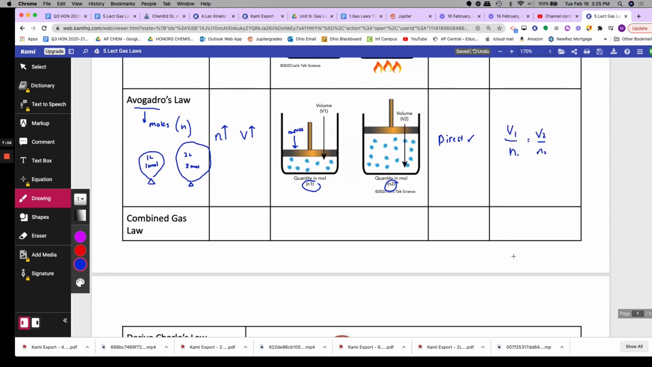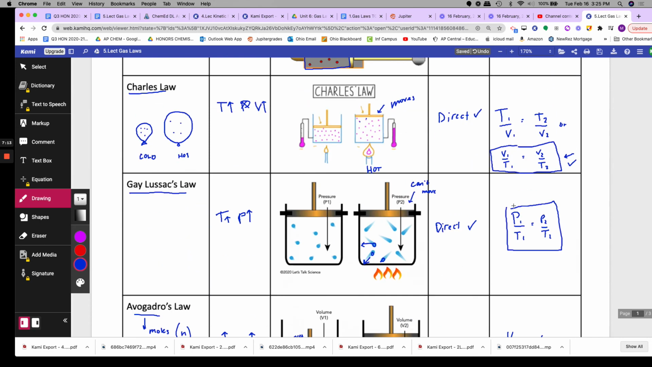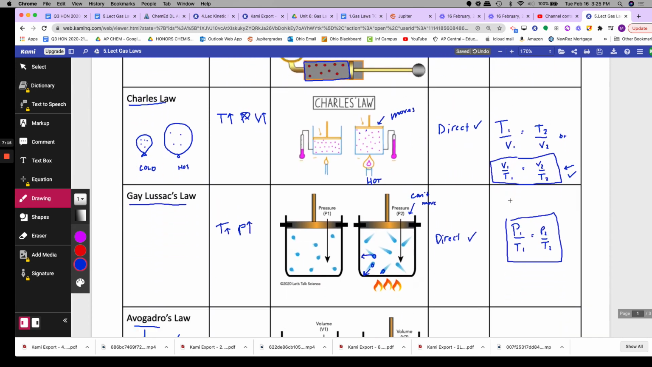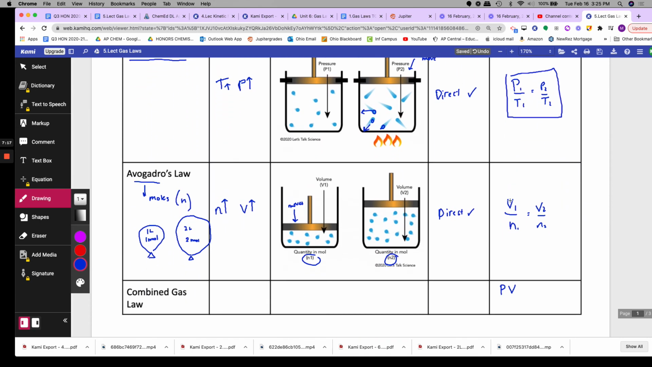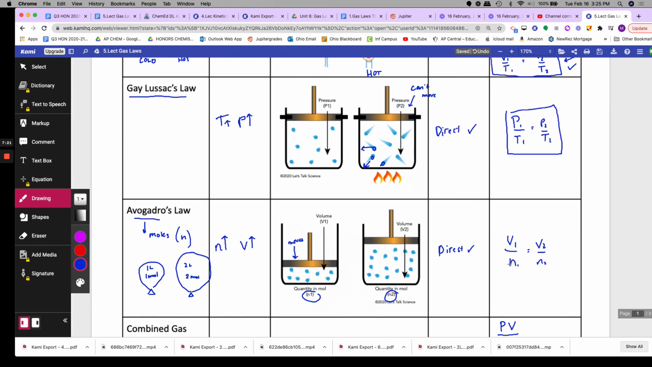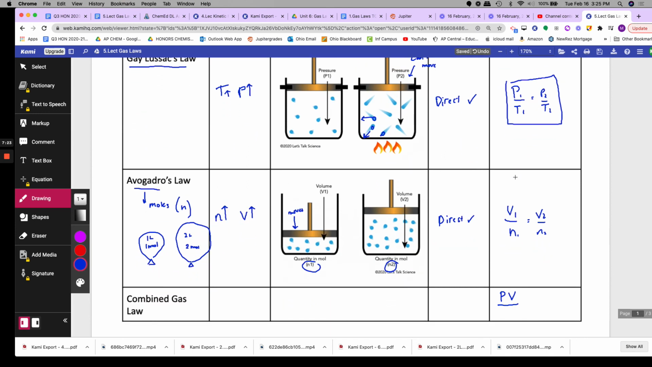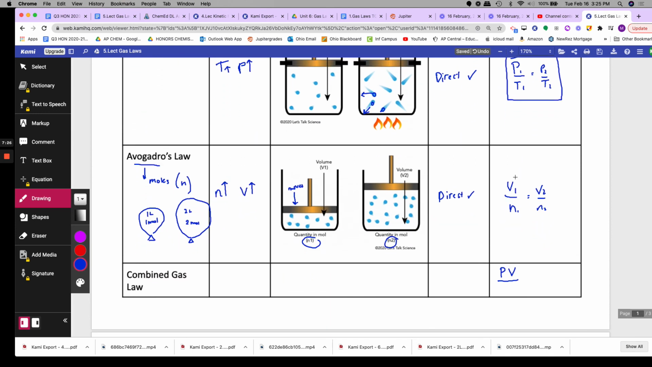Okay, so the combined gas law combines the pressure and the volume. So it looks like pressure and volume here, P1, V1. And then it puts the N in the denominator. So it's combining these formulas together. So it's P1, V1, I'm sorry, not the N, the T. So the T's in the bottom. So P1 V1 over T1 is equal to P2 V2 over T2.